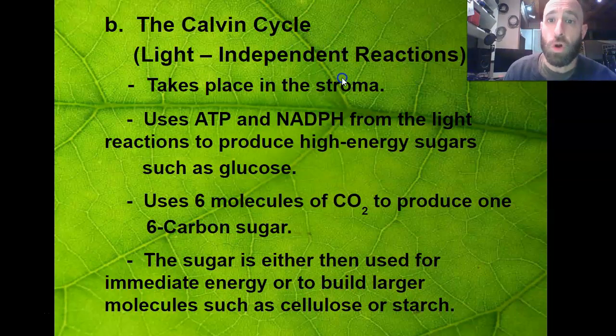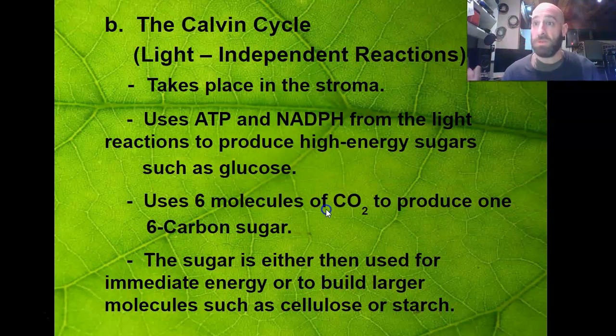And this happens in the stroma. So this is not in the thylakoids. This is in the liquid outside of the thylakoids. And what happens here is ATP and NADPH from those light reactions, the battery charger, provide the energy needed to make glucose. So basically carbon dioxide comes in and it gets used to make glucose. One molecule of glucose is made by 6 molecules of carbon dioxide, and that makes 1 sugar.